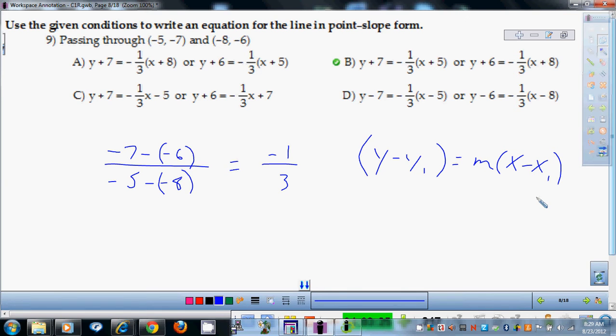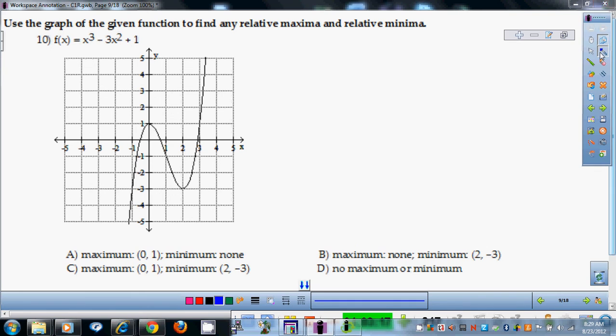Okay. You might need me to leave this up there for a moment. Relative min and relative max. They want you to label where the maximum and where the minimum are. Take a second. Who thinks they can tell me the answer to this question?